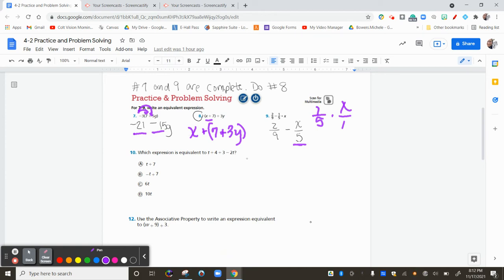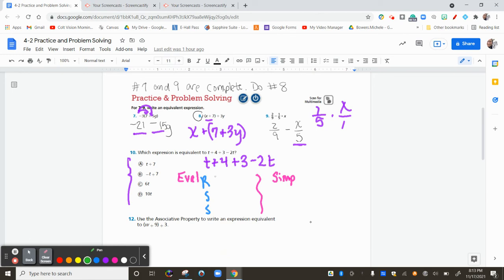Number 10, they're giving us the expression t plus 4 plus 3 minus 2t. And we're just determining which of these 4 is an equivalent expression for it. So I have two options of being able to do that. One is to evaluate using our RSS method. The other option is to simplify and then compare them. So I'm going to start with the evaluate. And to evaluate, I'm going to use RSS.